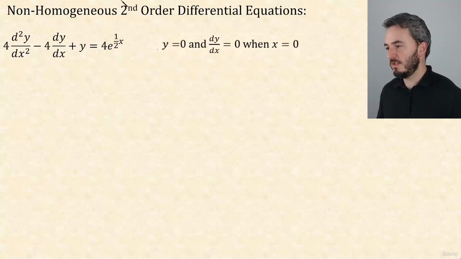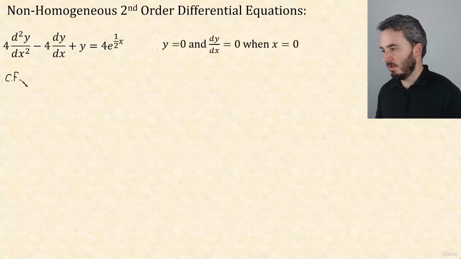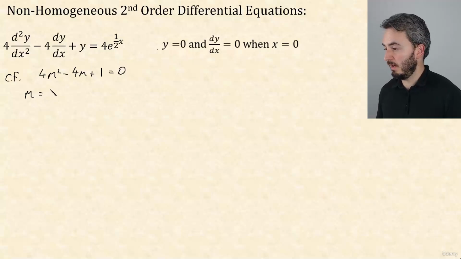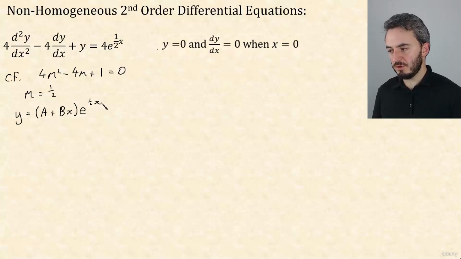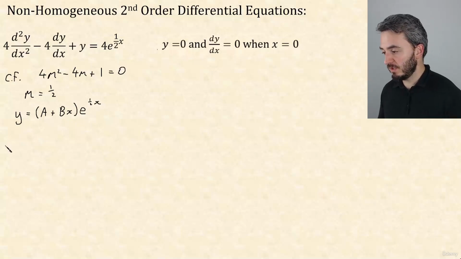Okay, so starting with the general solution to the complementary function, we've got our auxiliary equation of 4m squared minus 4m plus 1 equals 0. This is going to give us a single solution of m equals a half. So that means that our complementary function is going to be y equals a general linear term of a plus bx multiplied by e to the half x.